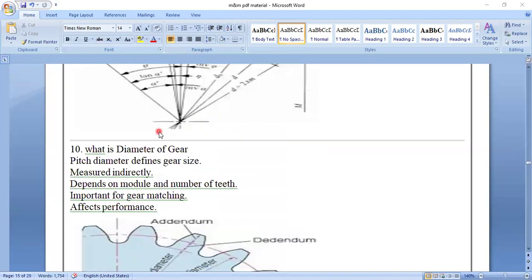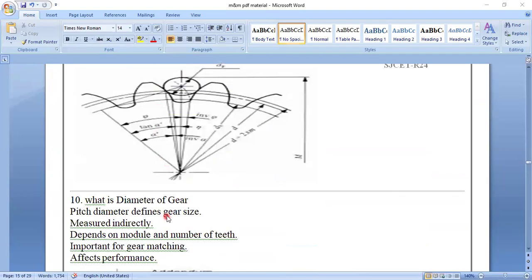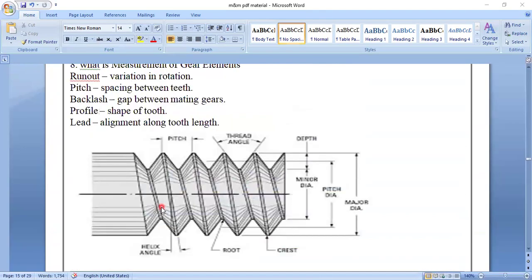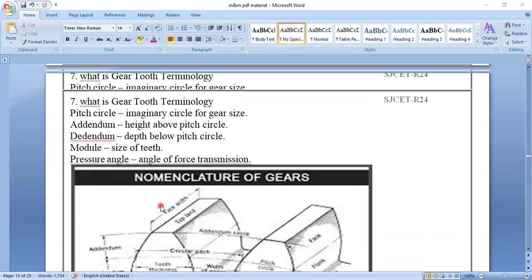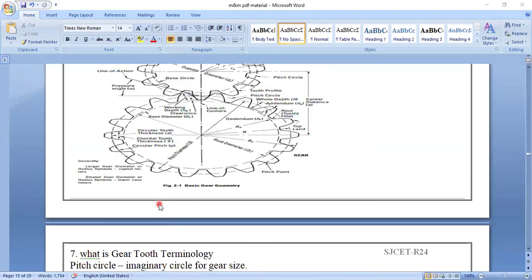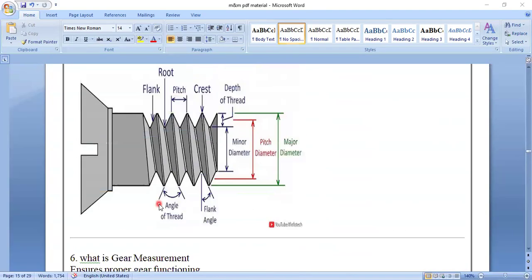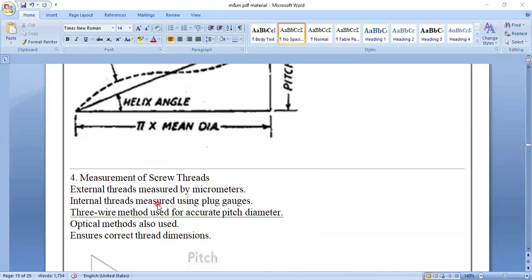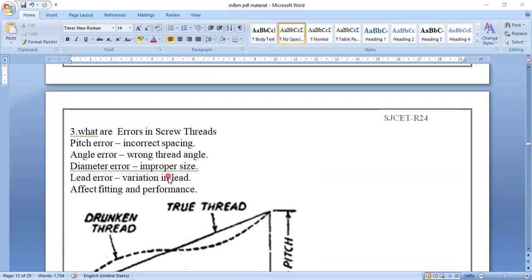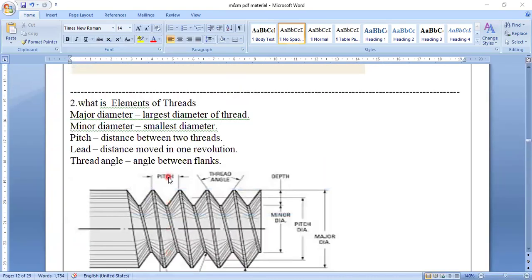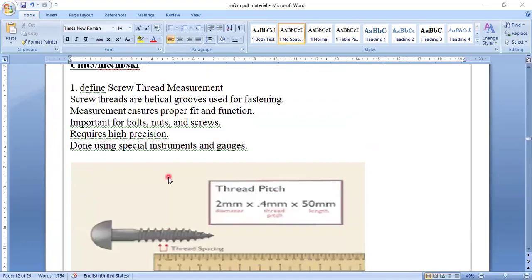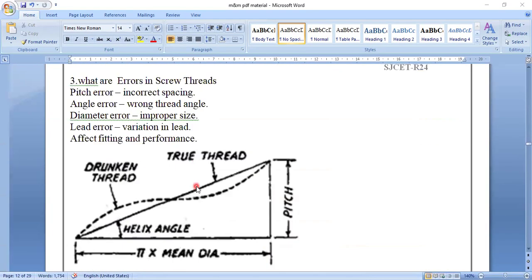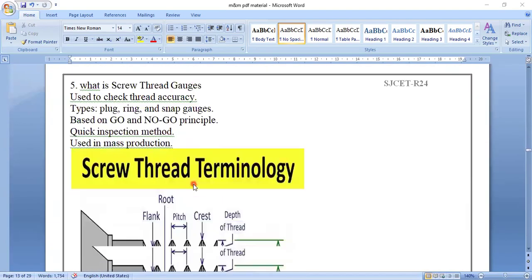So with this, I am ending unit 3. I have told about diameter, gears, gear tooth methods, how to measure the thickness, how to measure the elements, gear terminologies, and also gear measurement questions. Next, screw thread terminology; maximum one question about screw terminology will come. Screw measurements, errors in the screw. What are the elements? Major and minor diameter. These are the screw definitions. So totally this unit is about screw measurements and tooth measurements.